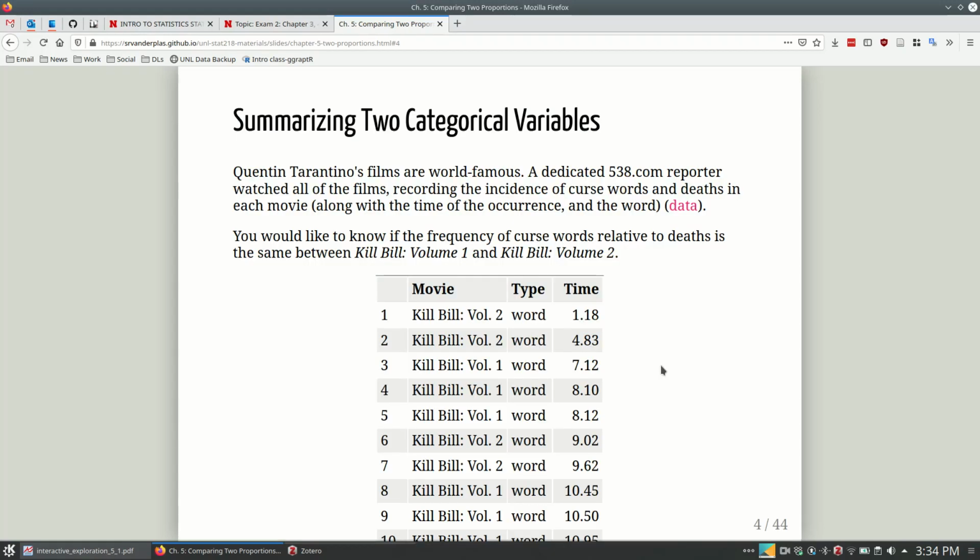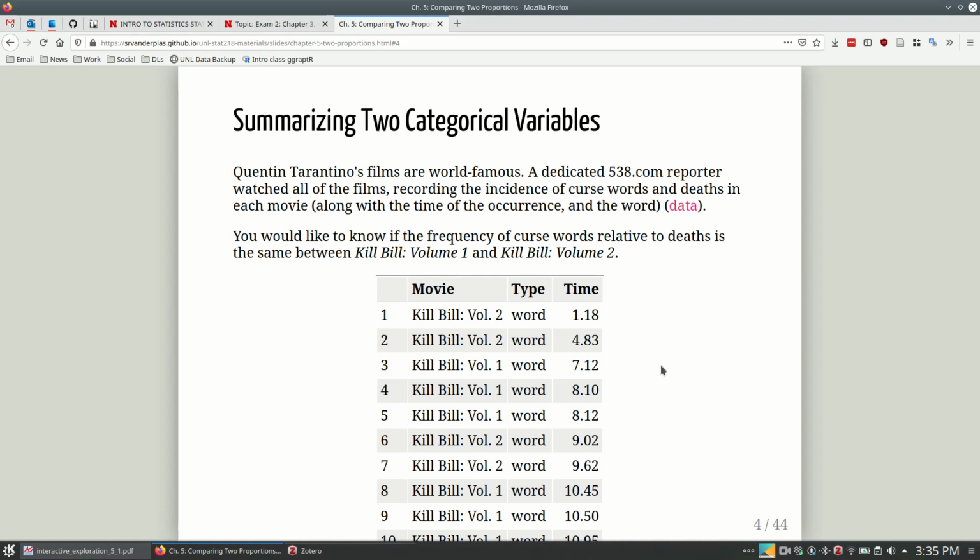So when I was making the slides for this, I got kind of bored with the examples in the book and decided to use some data that I had laying around. Anybody familiar with Quentin Tarantino's films? Yeah. Okay. So somebody actually went through every one of his films and wrote down timestamps for every curse word. They wrote down what the curse word was, too. I just didn't include it in the table. Every curse word and every time somebody died. So I've got a data set of events in Quentin Tarantino movies.